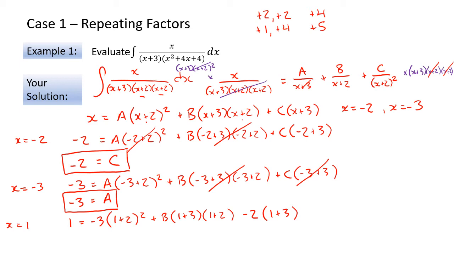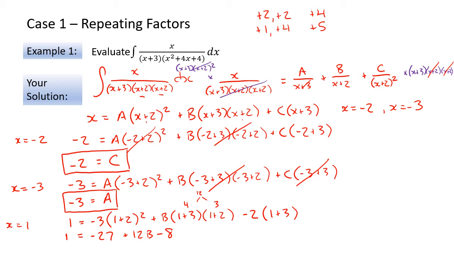So if we start to simplify these, what we end up getting is 1 on the left-hand side is equal to 1 plus 2 is 3. So 3 squared is 9. So the first term is negative 27. The second term is 1 plus 3 is 4, and 1 plus 2 is 3. So those combine to give you 12. So we have plus 12 times b. And our last term is negative 2 times 1 plus 3, which is 4. So we end up with negative 8.